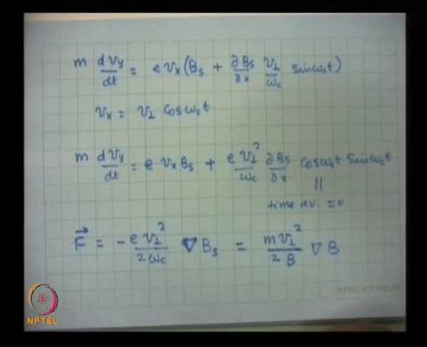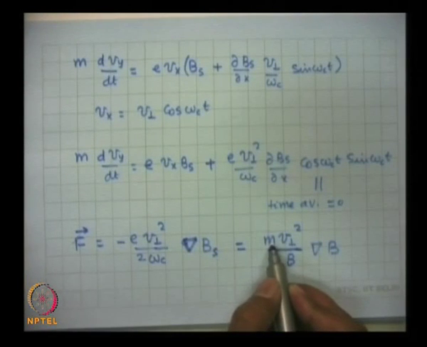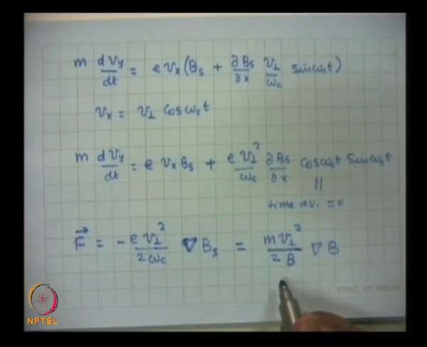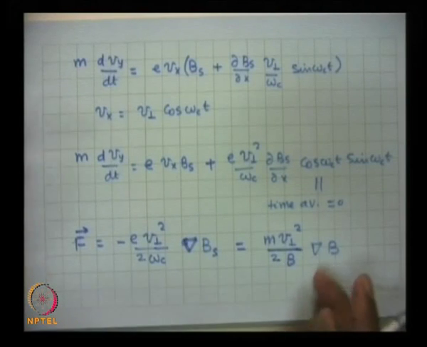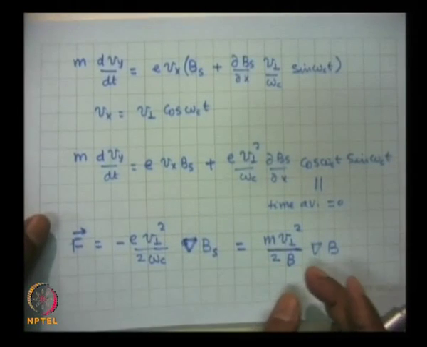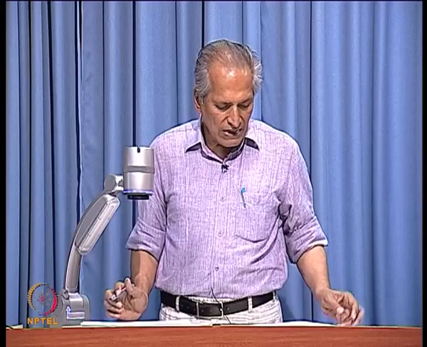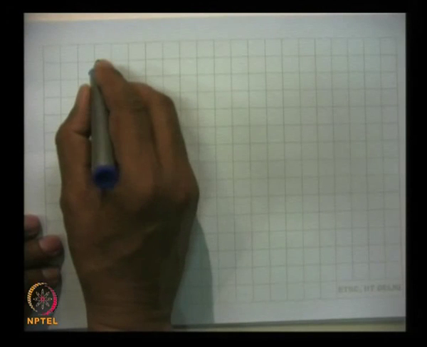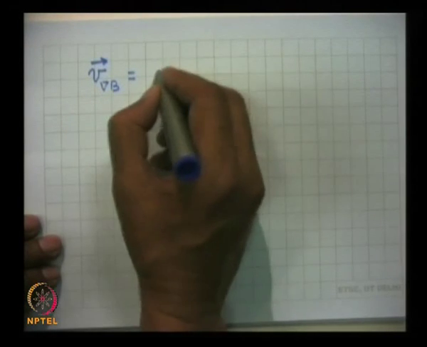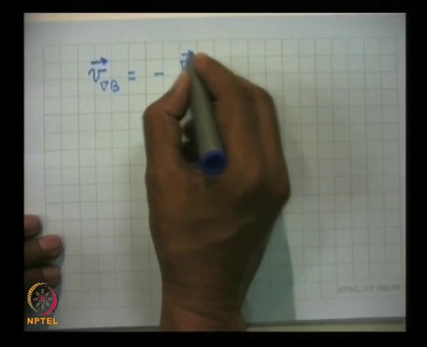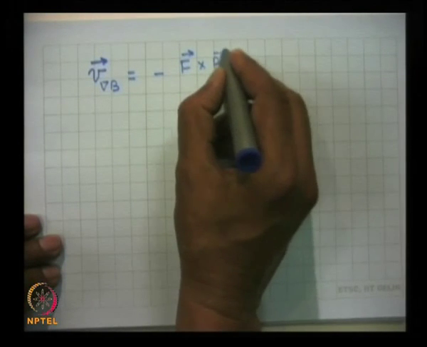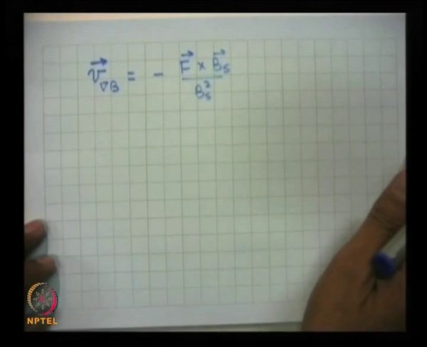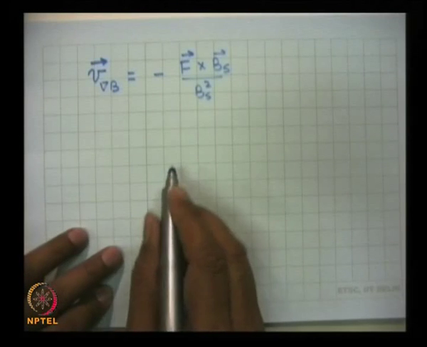This is the time average force. It is proportional to the mass of the particle and velocity squared, and it is independent of charge. The same force electrons will experience, the same force ions will experience. And what is going to happen because of this? They will acquire a drift, as I just mentioned. The electron drift is called grad B drift, so we put a subscript here, which is equal to minus F cross Bs upon Bs squared, times the charge of the electron, which was also there.